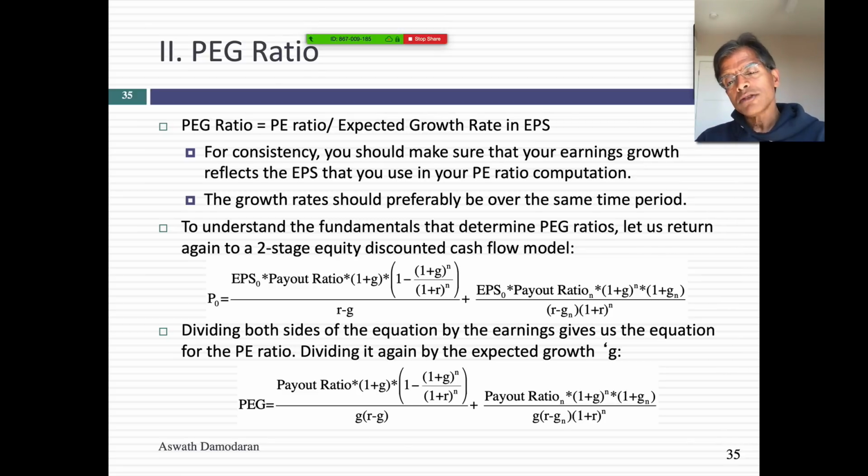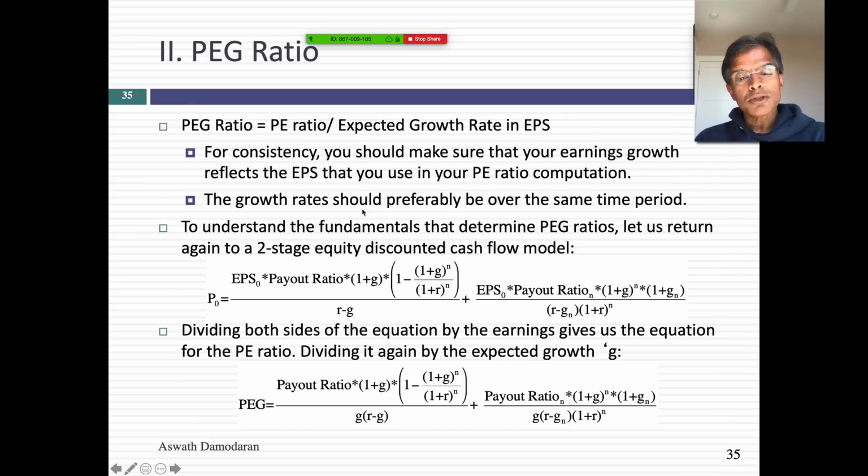Many of the analysts who use PEG ratios make the argument that by using PEG ratios, you can compare companies with different growth rates. So you can compare a 2% growth rate company with a 20% growth rate company. You can't do it with PE ratios, but you can do it with PEG. Implicitly, what they're saying is growth doesn't matter when you use PEG ratios because it's neutralized. Let's see if that's true.